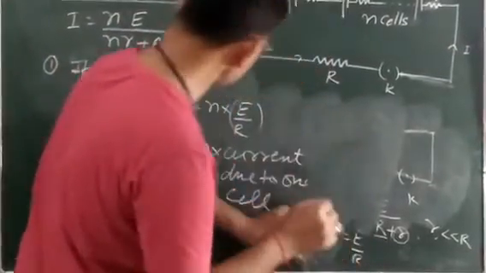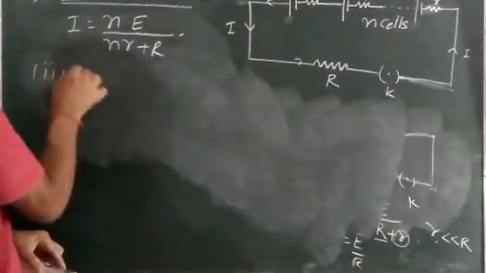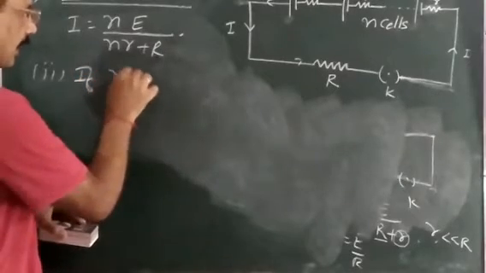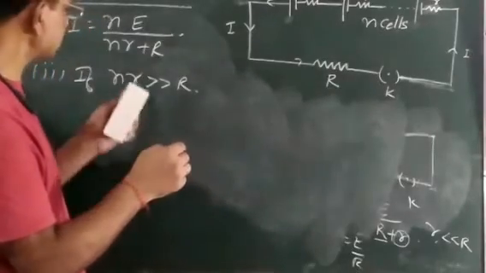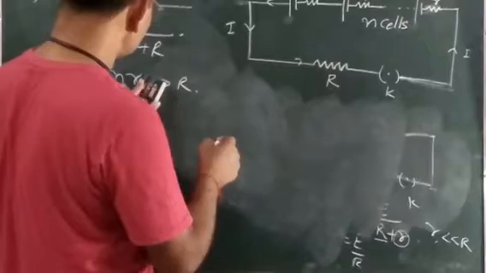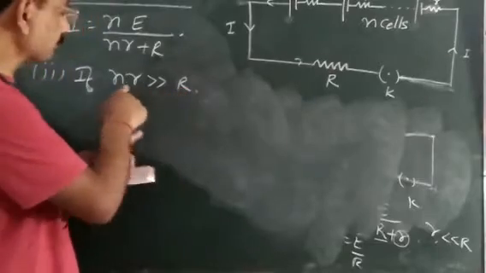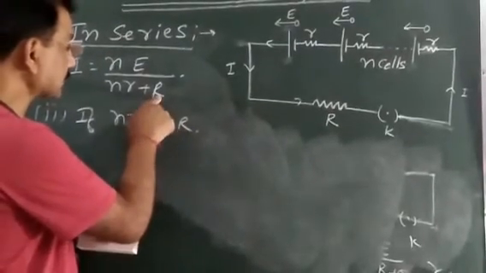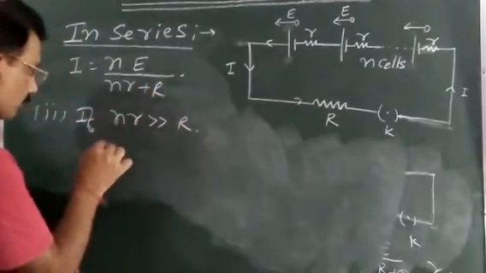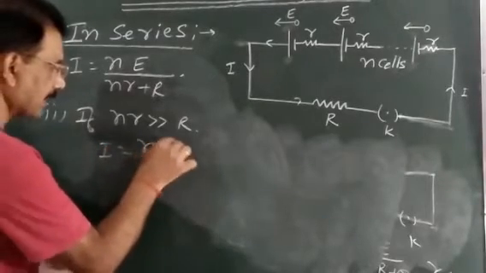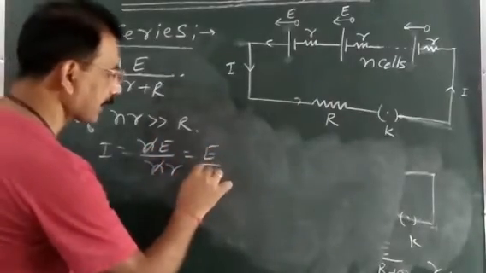But the second possibility is here. Second possibility: if r is greater than capital R, if the total internal resistance nr is greater than capital R, if the total resistance becomes very large compared to the external resistance, now nr plus R, then this R can be ignored, and now I is equal to nE upon nr, and now n is cancelled by n, and you will get E by r.